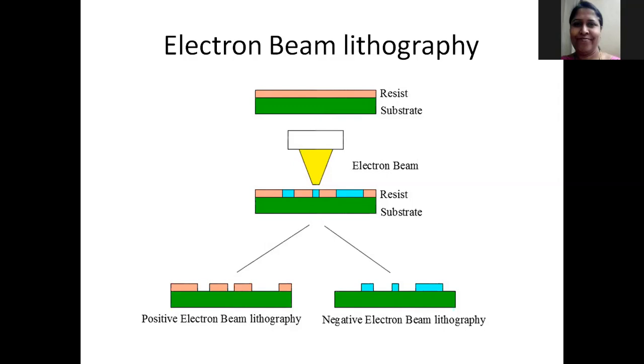You scan the entire chip with the help of the electron beam, and the resist material on the substrate, it is not photo, it is the resist material, will either harden or not harden based on whether you are employing positive electron beam lithography or negative electron beam lithography. Later it can be removed and a pattern is developed on the chip with the help of the electron beam.